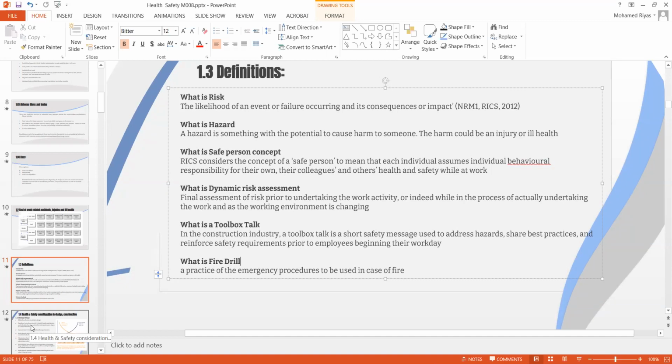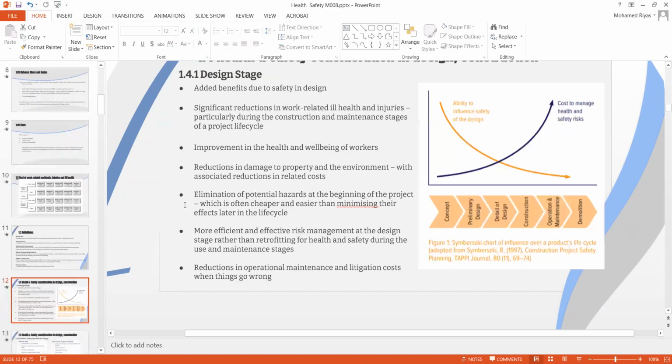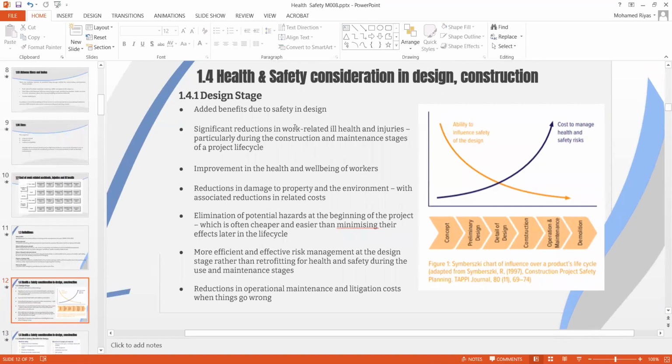Now we'll move on to the next subject, which is health and safety in design and construction. Now coming to the design stage, why is health and safety important for a design? There are many benefits, and we'll have a look at each one of them.